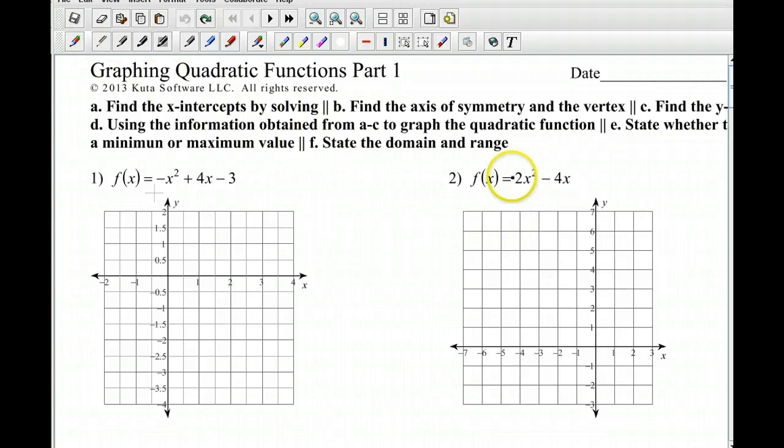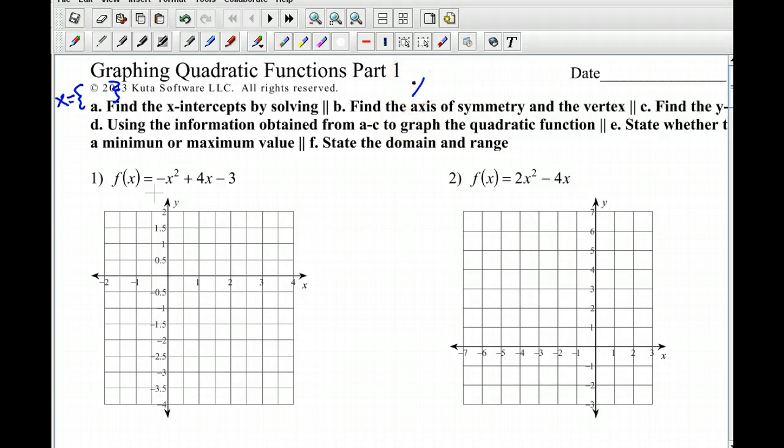So let's do a few of these together. Notice the directions. Find the x-intercepts by solving. So this is what we did last night. Step A, find the x-intercepts by solving. Step B, and then of course with your answers on this one, this is where you write them in the braces. Make sure you write your 2 answers or your 1 answer in the braces.